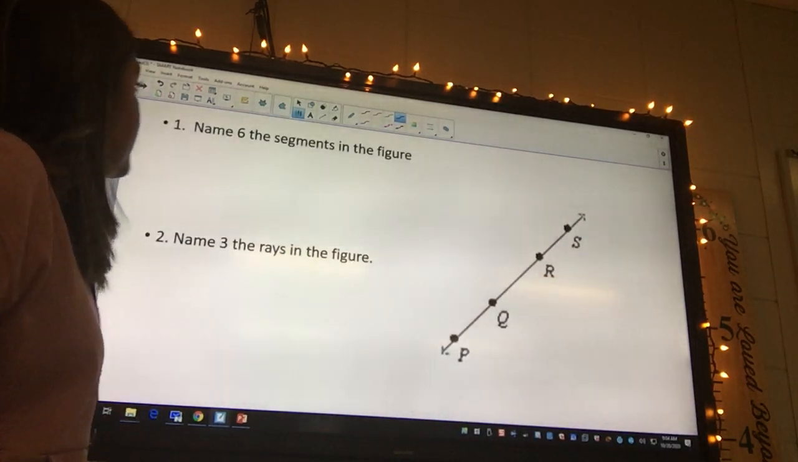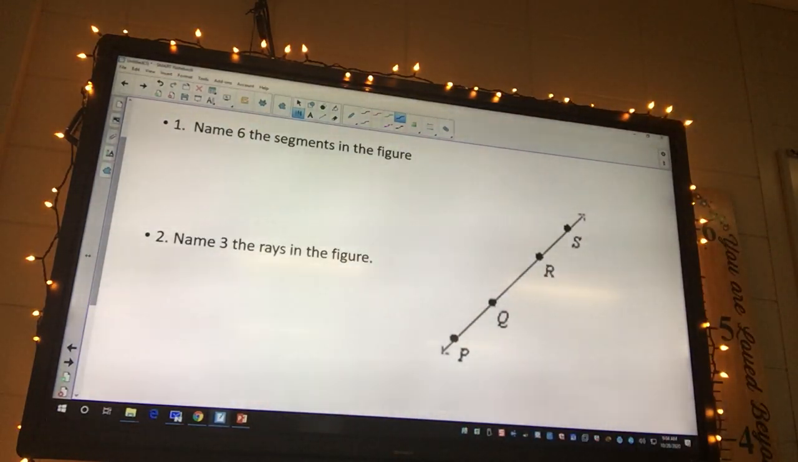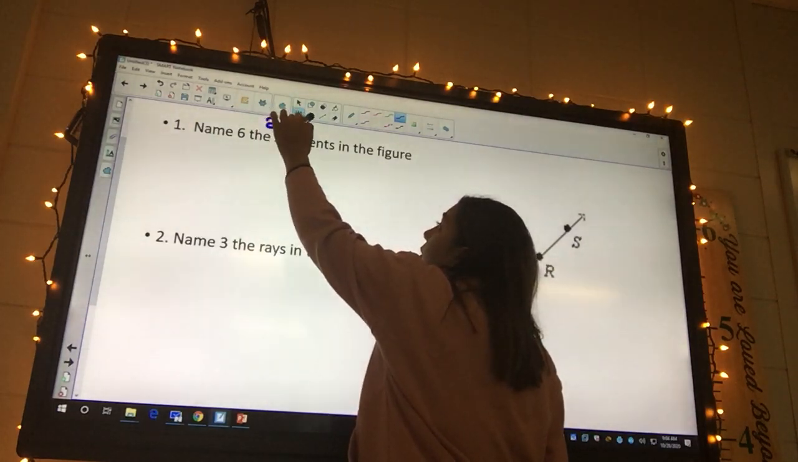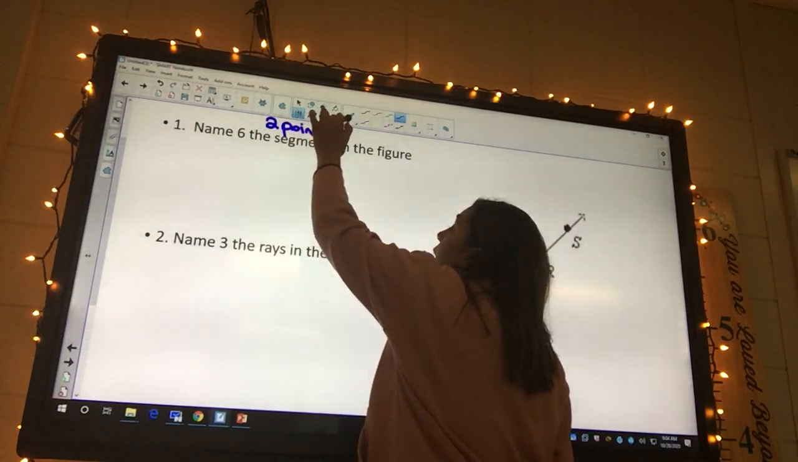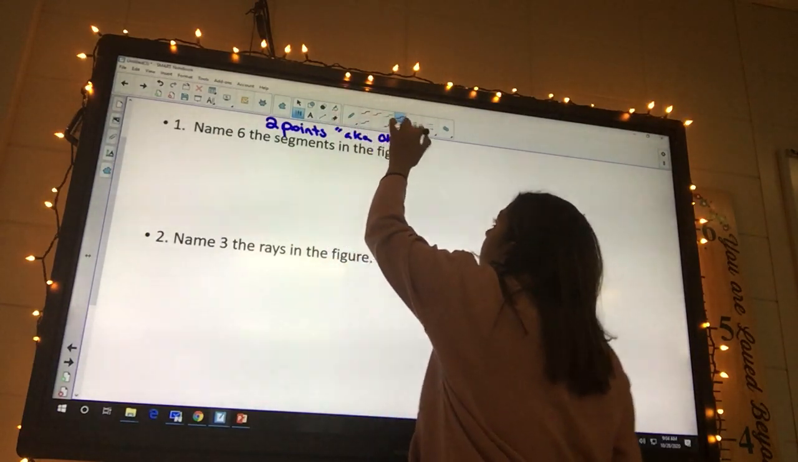Okay, so name 6 segments in the picture. So what is a segment? A chunk of a line. Yeah, so a segment is 2 points, and it's AKA the chunk of the line.